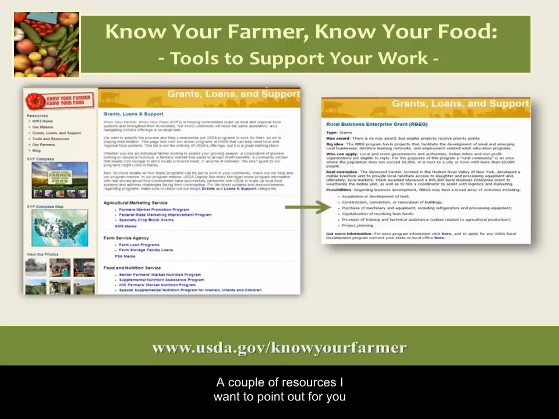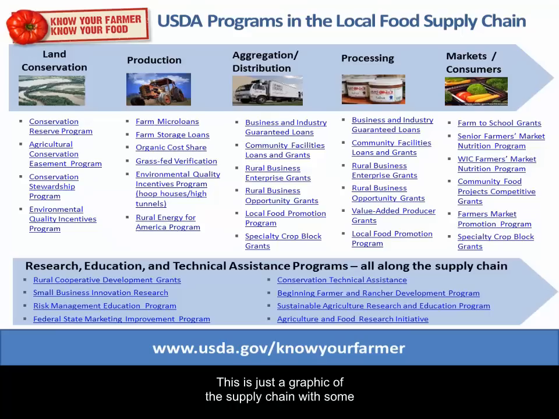A couple of resources I want to point out for you. One is our grants and loans page, and this really goes, as I said, across the whole department. There's probably 30 or so different grants and loans, and we give you an explanation of what it's for, an example of how it has been used for a local food project, and information on how to apply. So that's a great resource there. This is just a graphic of the supply chain with some examples of some of the key programs from USDA, just to highlight that there are quite a lot of them and they touch every point along the supply chain.